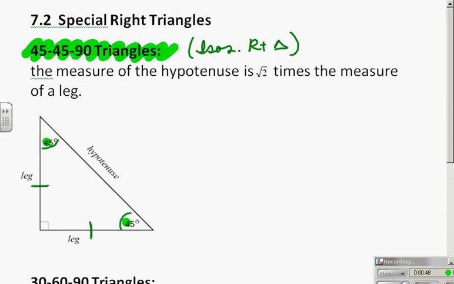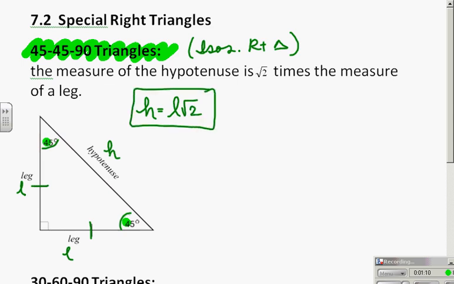Now, in words, what this special rule, the shortcut, says is that the measure of the hypotenuse is the square root of 2 times the measure of a leg. That seems really confusing even to me. If we call our leg L, and they're the same, we call our hypotenuse H, what this is saying is that the hypotenuse is equal to the leg times the square root of 2. If you know that formula, you can find all of the measures of this triangle given one of them. If you know H, you put it in, divide by the square root of 2, find L. If you know L, you put it in, and you have H automatically.